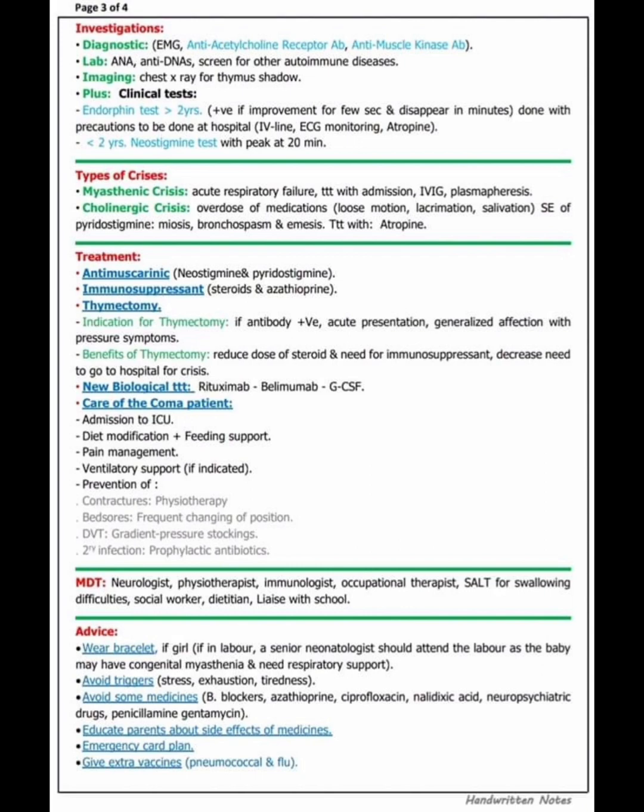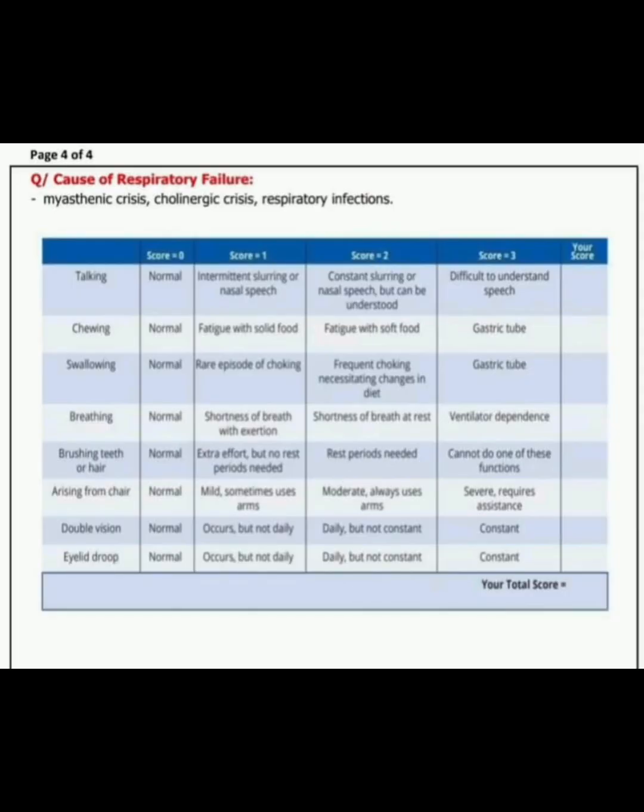Avoid triggers: stress, exhaustion and tiredness. Avoid some medications, that is beta blockers, azathioprine, ciprofloxacin, nalidixic acid, neuropsychiatric drugs, penicillamine, gentamicin. Educate parents about side effects of medicines. Emergency card plan. Give extra vaccines, that is pneumococcal and flu vaccine. Causes of respiratory failure in myasthenia gravis, that is myasthenic crisis, cholinergic crisis and respiratory infections.